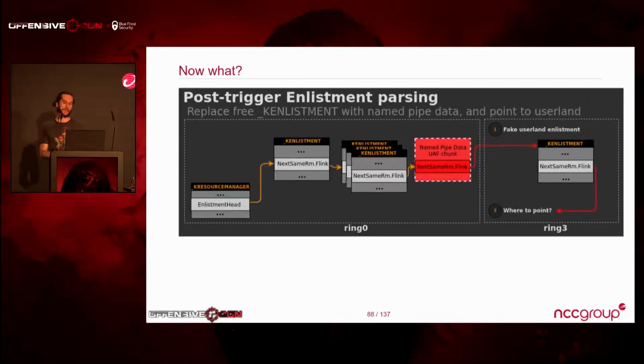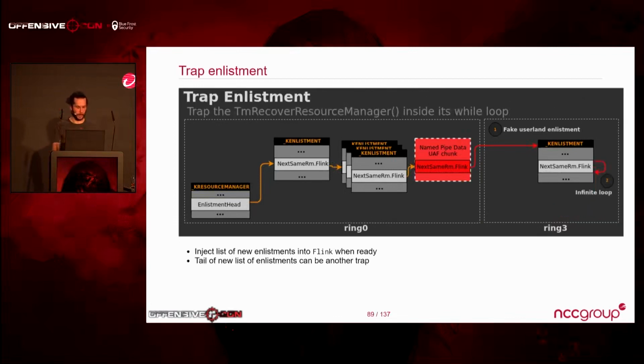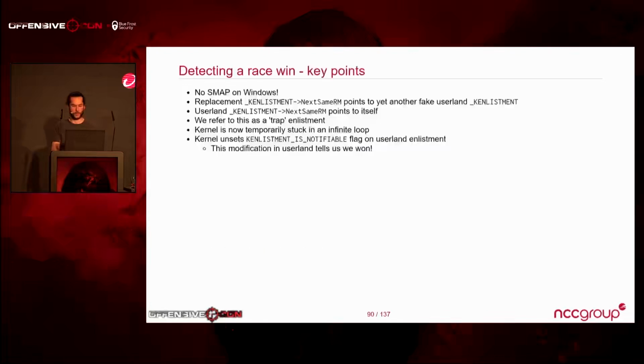What do we do next? The problem is that if we make it point to another enlistment, we can maybe queue 2,000, but at some point it's going to crash if we don't know where to point the enlistment. So the technique we used is basically to point the enlistment to itself. It's going to be stuck on the same enlistment, which is our fake user enlistment, until we decide to do something about it. And when we are ready, we can just change this flink pointer from user and make it point to another series of enlistments that we want to do work for. So we name this enlistment the trap enlistment because it's trapped in the kernel.